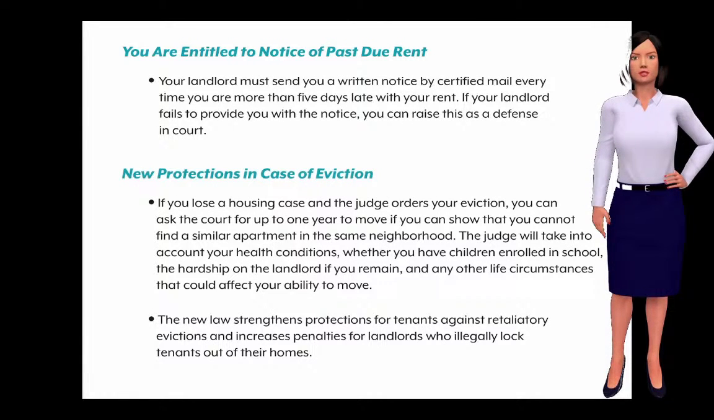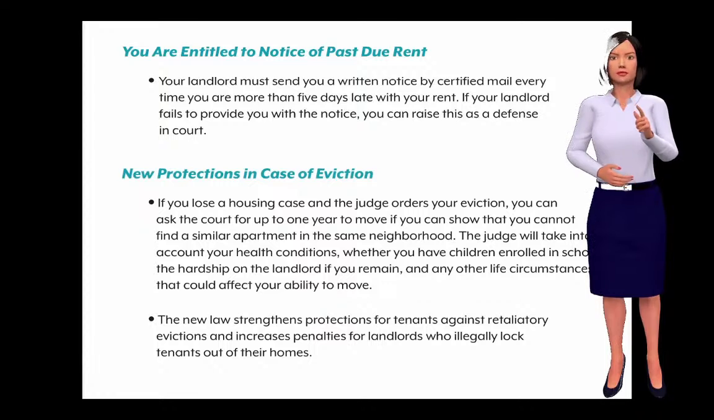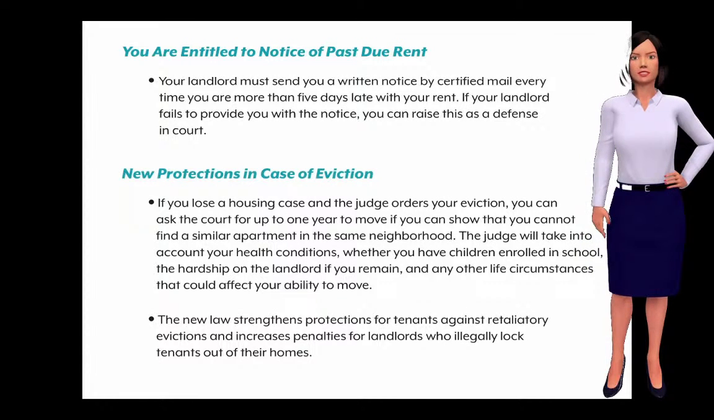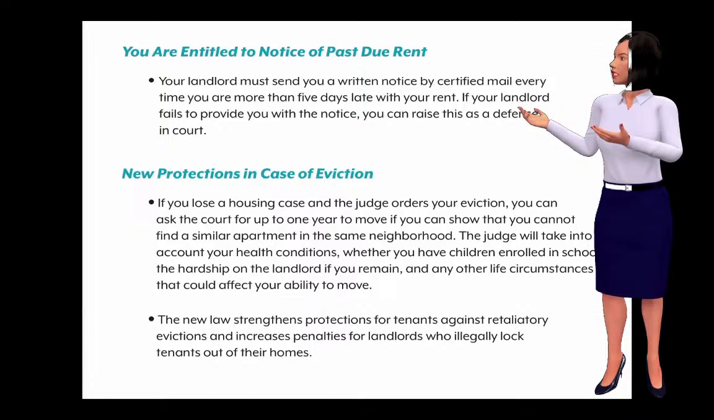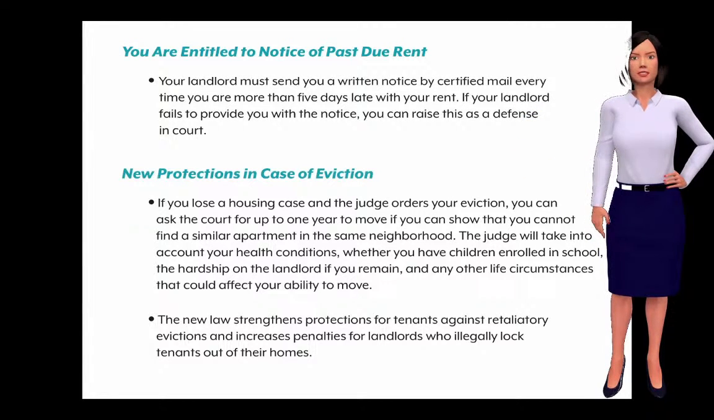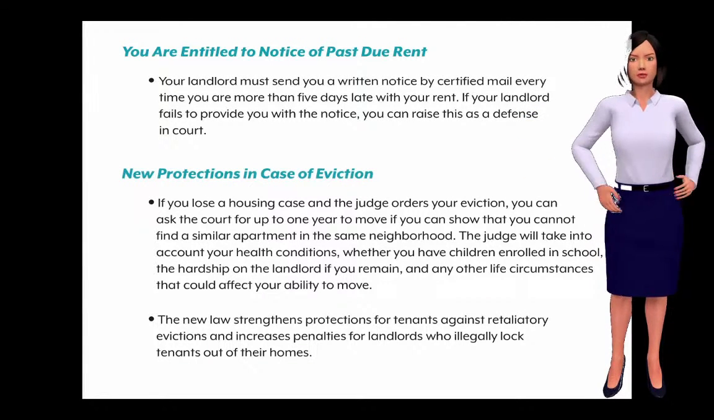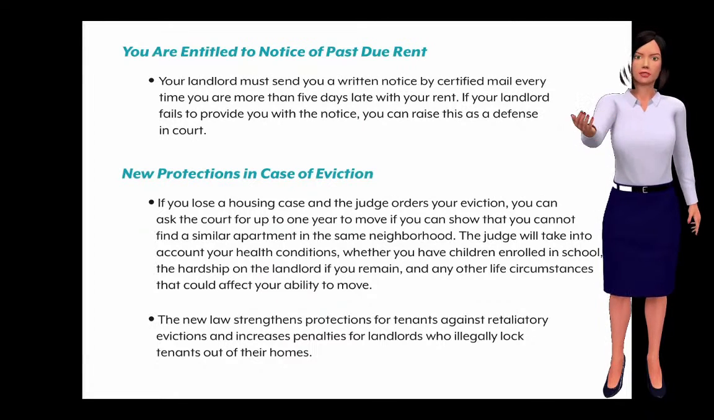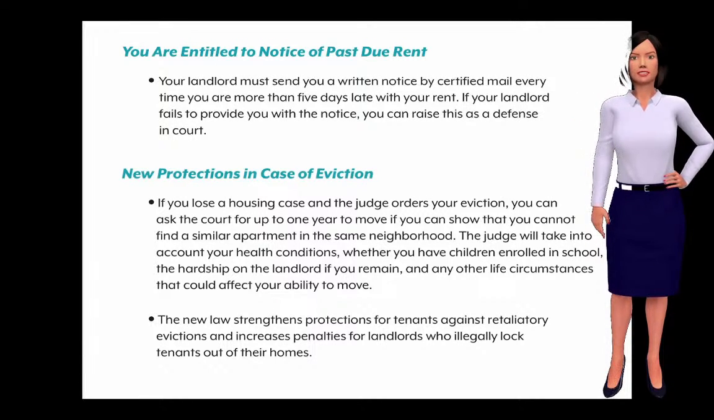If you lose a housing case and the judge orders your eviction, you can ask the court for up to 1 year to move if you can show that you cannot find a similar apartment in the same neighborhood. The judge will take into account your health conditions, whether you have children enrolled in school, the hardship on the landlord if you remain, and any other life circumstances that could affect your ability to move.